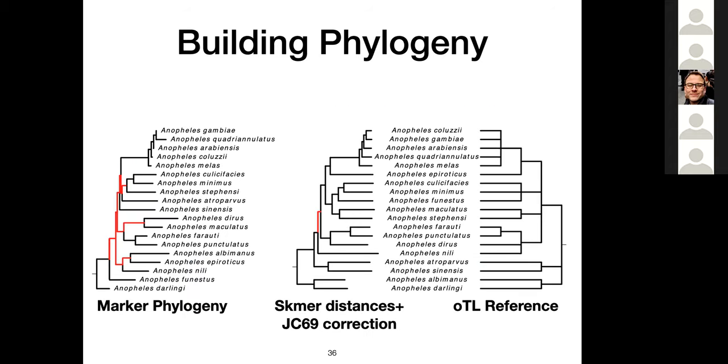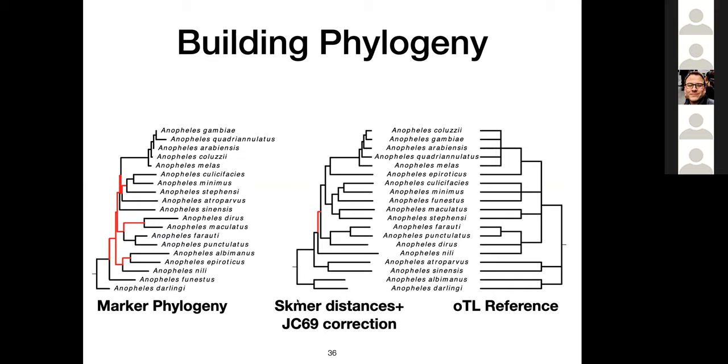Okay, now let me have another, I think, 9 minutes. Let me talk about the phylogenetics using these distances, right? This is a phylogeny of Anopheles using the CO1 marker. All the red branches are those that conflict with the Open Tree of Life reference phylogeny. There's a lot of conflict. That's not a surprise. A gene tree is not the same as the species tree.